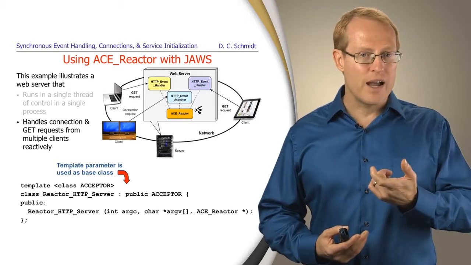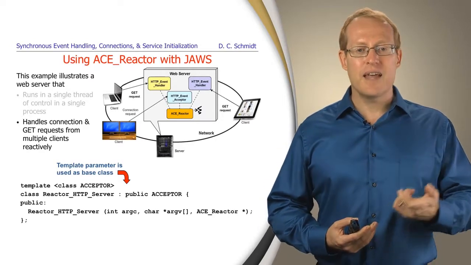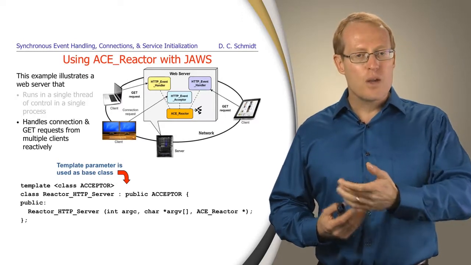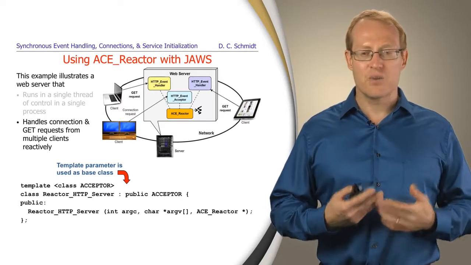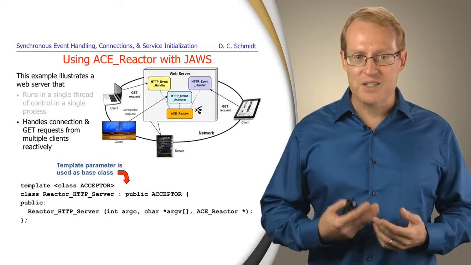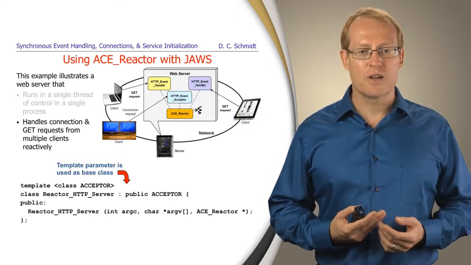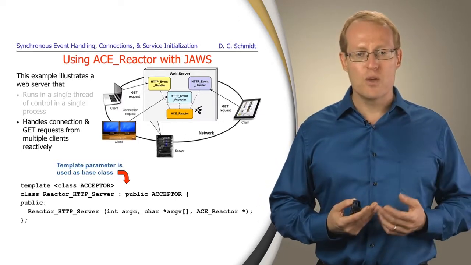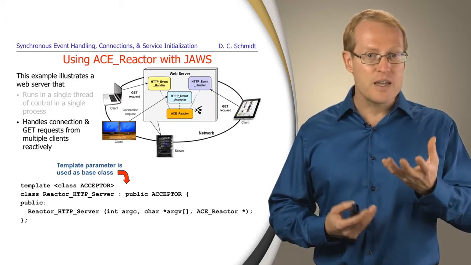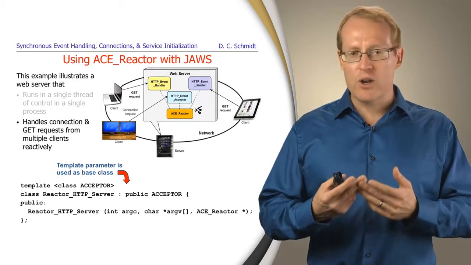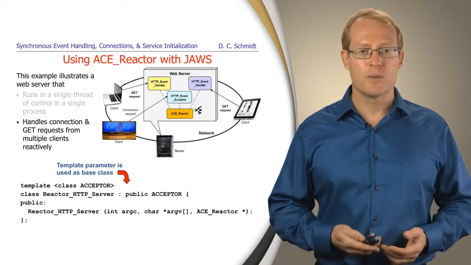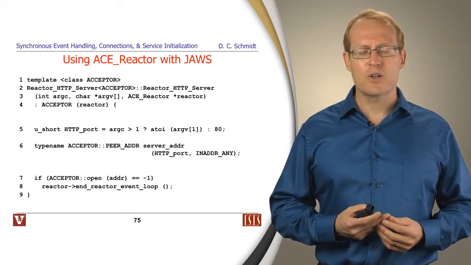It's parameterized by a template, and then that template is used as a base class for this class. We're going to actually pass in different kinds of acceptors in this particular example. There's a constructor that we use to pass in argv, argc command line parameters, as well as a pointer to the reactor that's going to be used to run the event loop. Let's take a look at how that constructor would be implemented.